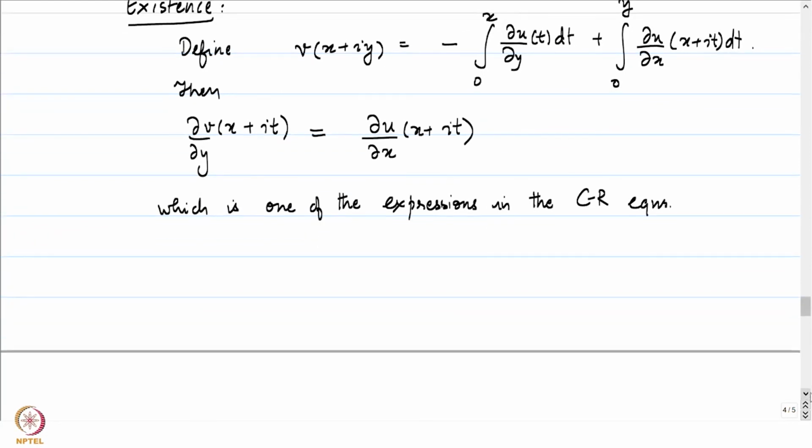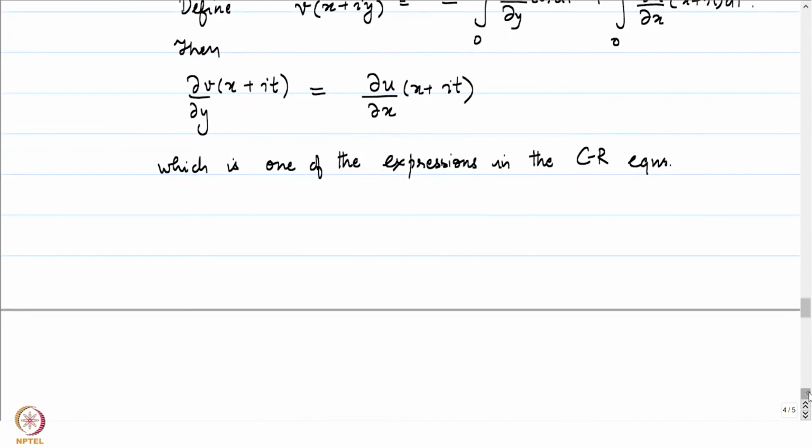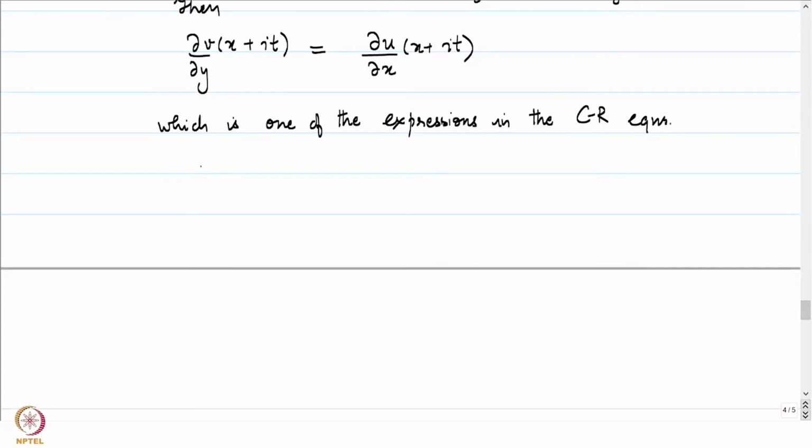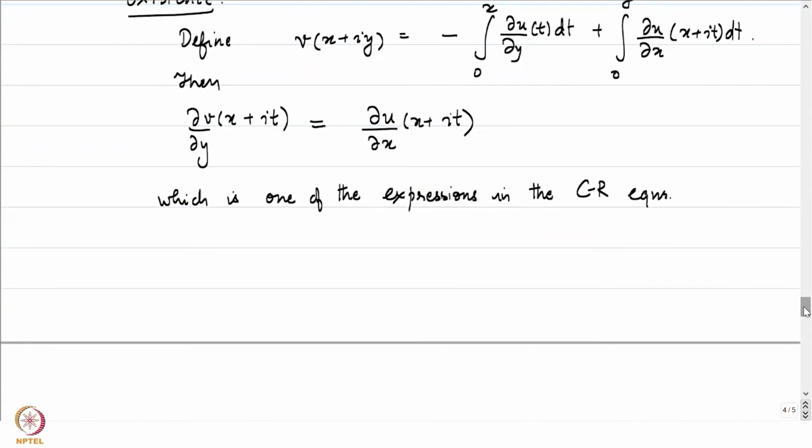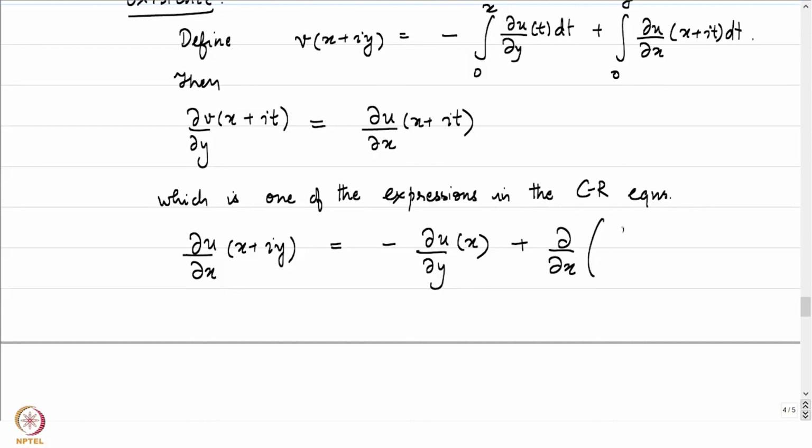Notice that we have still not used the fact that u is harmonic, and that we will be doing when we are studying the derivative along the x direction. Let me just consider it at the point x plus iy. So notice that the thing on the right is equal to minus of ∂u/∂y at the point x plus the partial derivative along x of this integral.